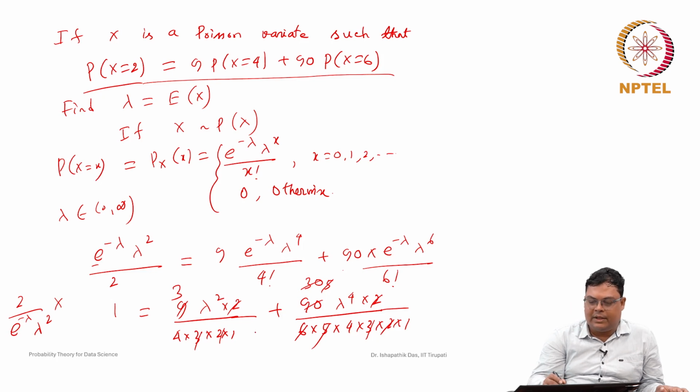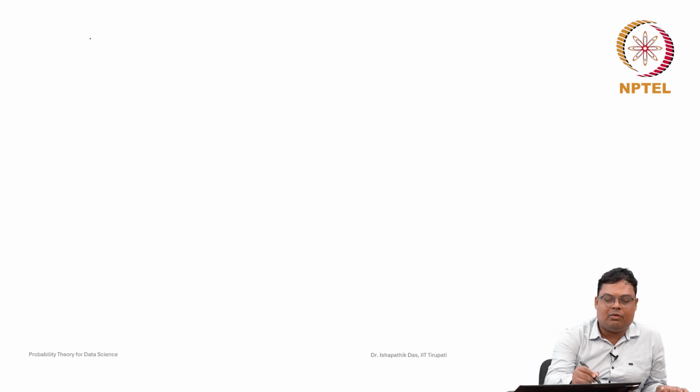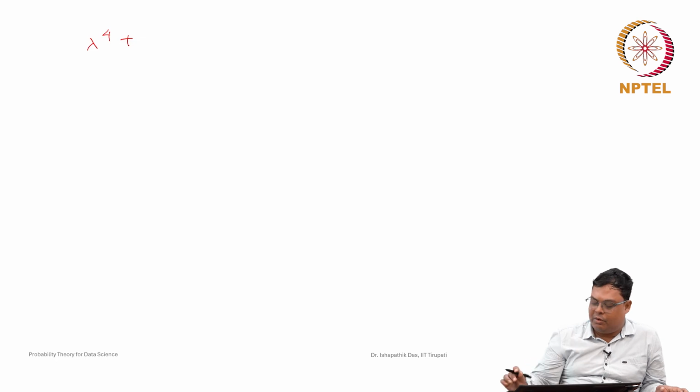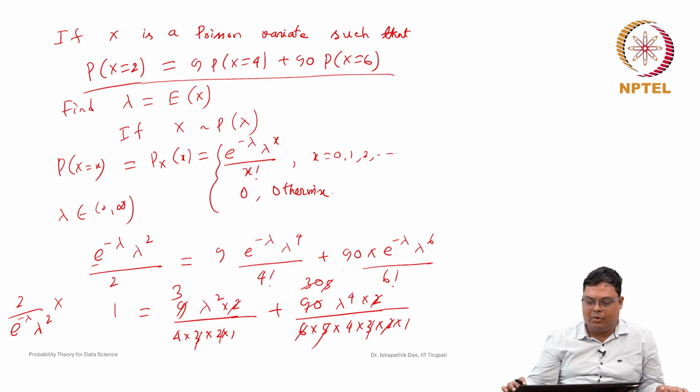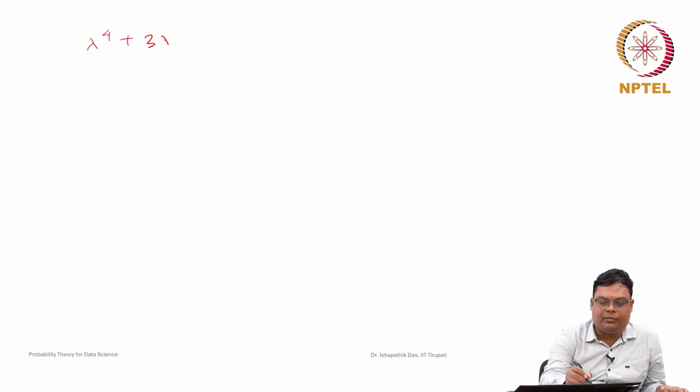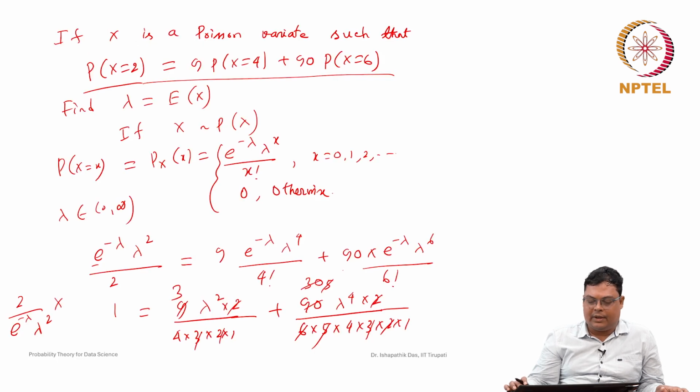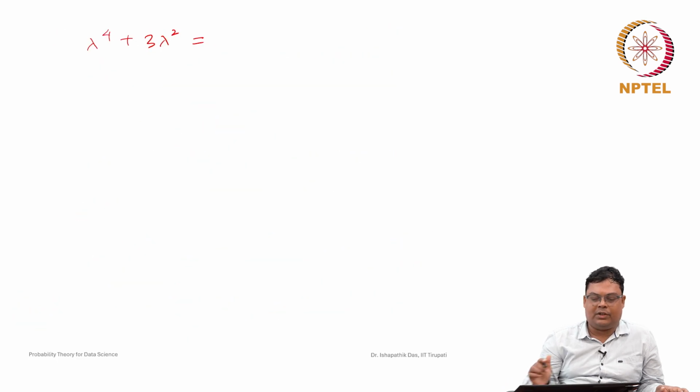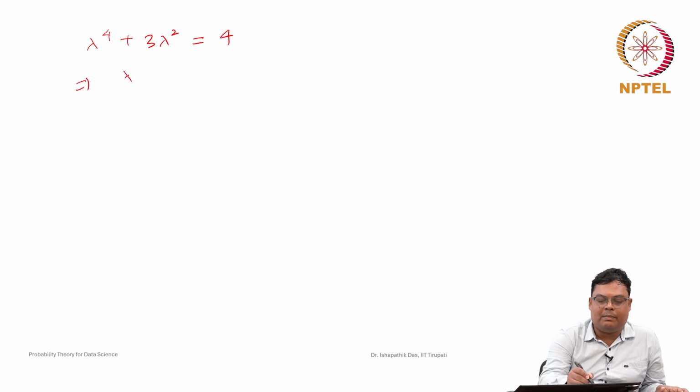So, then we get this equation, I am just writing this equation, suppose we multiplied by 4 both sides, then we get lambda to the power 4 plus 3 lambda square equal to 4, we multiplied both sides by 4. So, which implies lambda to the power 4 plus 3 lambda square minus 4 is equal to 0.